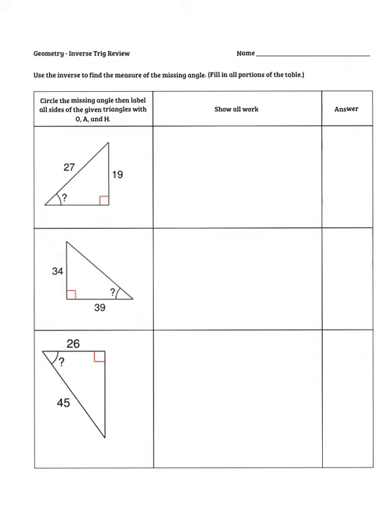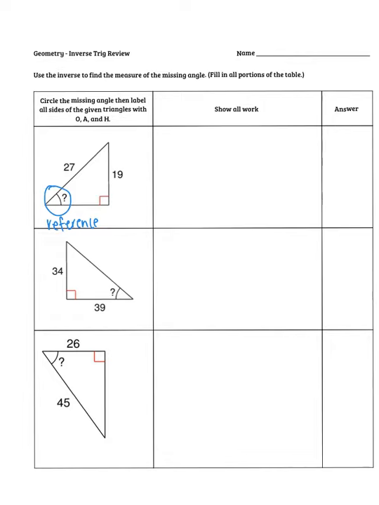What it says in the left column is to circle the missing angle and then label all of the sides of the given triangles with O, A, and H. So I'm kind of giving you the first 2 steps. If you think back to the last video, on how to find a missing side, we said step 1 was circle the angle and step 2 is label the sides. This time we don't know the angle, so we have to find it. So I'm just going to circle where it has that question mark. That's my reference.